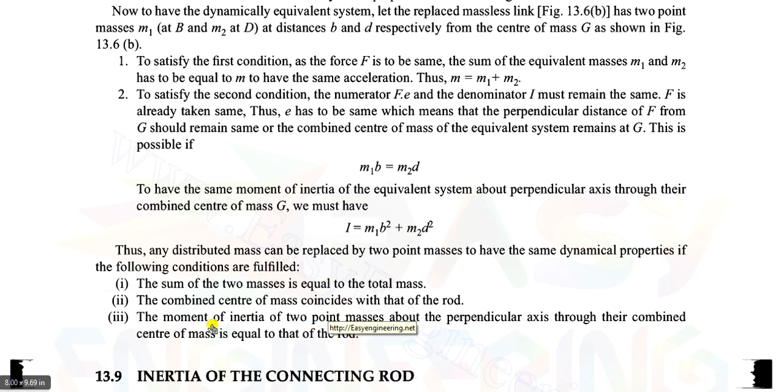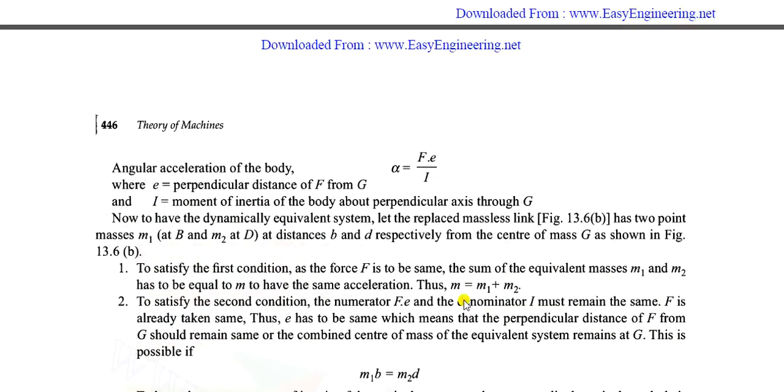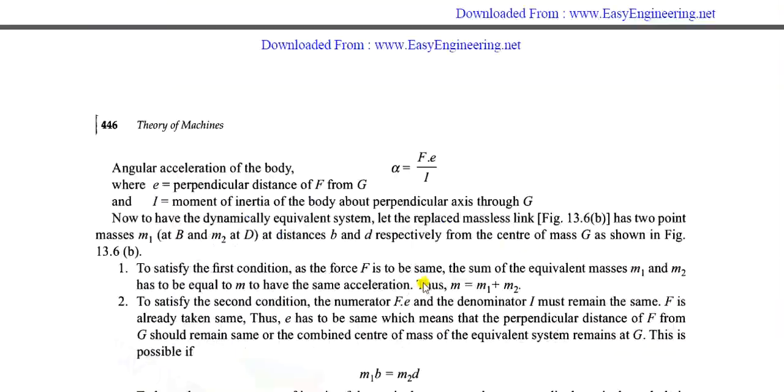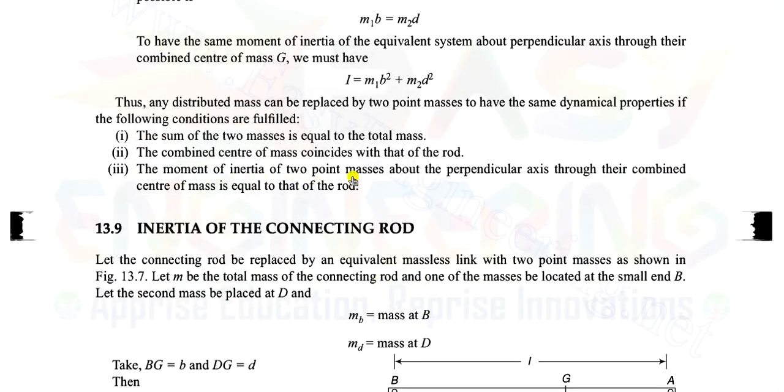So what are the conditions? Just now we have got that the sum of the two masses is equivalent to the total mass, m is equal to m1 plus m2. The combined center of mass should coincide with that of the rod. See here, this G should coincide with the distributed mass center. Now the moment of inertia of the two point masses about the perpendicular axis through their combined center of mass is equal to that of the rod.